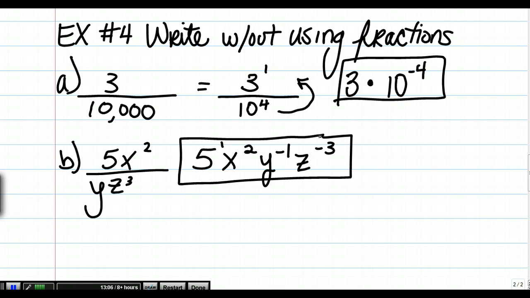I don't know if that helps, but that's kind of how I think of it. So no fraction, no denominator. And that's it for tonight.